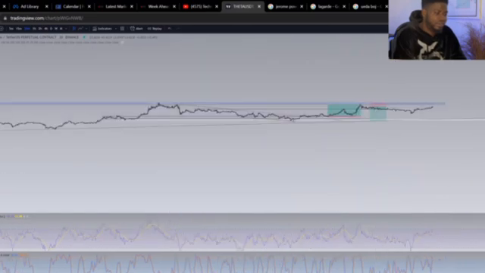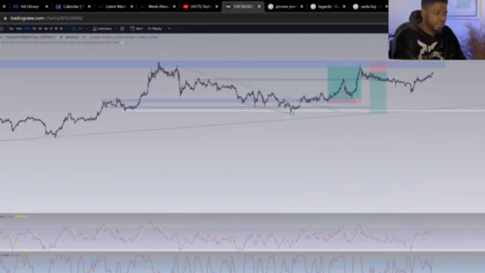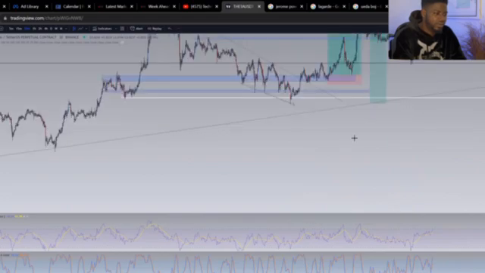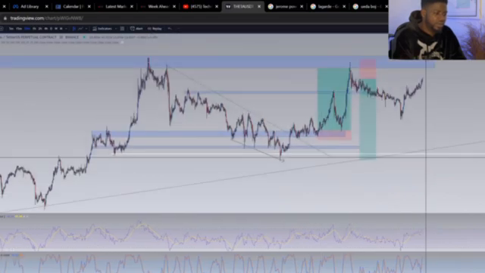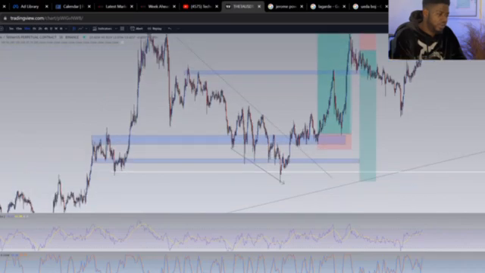Okay, so this is crypto. This works everywhere. It works everywhere. On the 30 minutes time frame, there is this trade. There is this trade. This is cryptocurrency. First of all, you should know how to read your market structure.